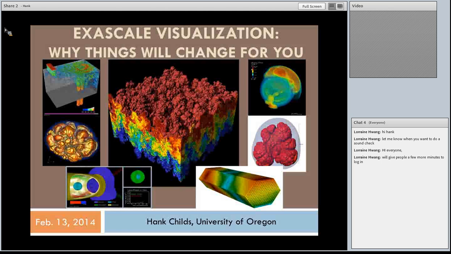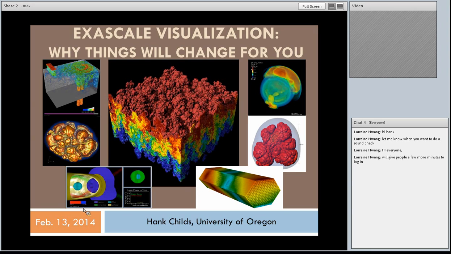Today we have Hank Childs, who is an assistant professor in the Department of Computer and Information Science at the University of Oregon. He received his PhD in computer science from the University of California at Davis in 2006. Hank's research focuses on scientific visualization, high-performance computing, and the intersection of the two. In July of 2012, Hank received the Department of Energy's Early Career Award to research visualization with Exascale computers. Hank spent over a dozen years at Lawrence Berkeley and Lawrence Livermore National Laboratories, directing research in big data visualization.